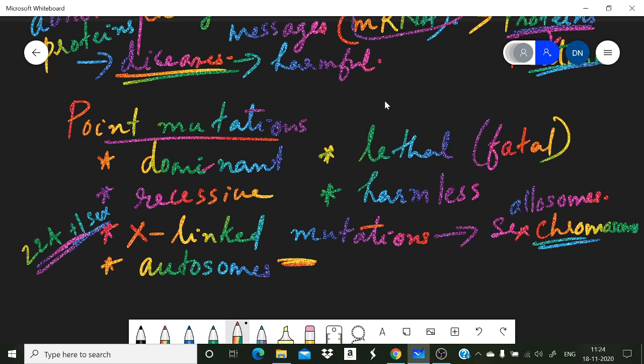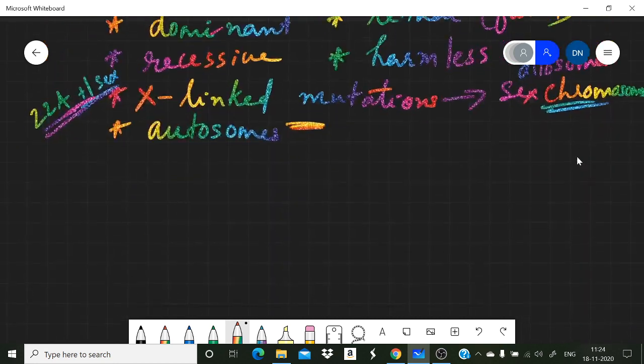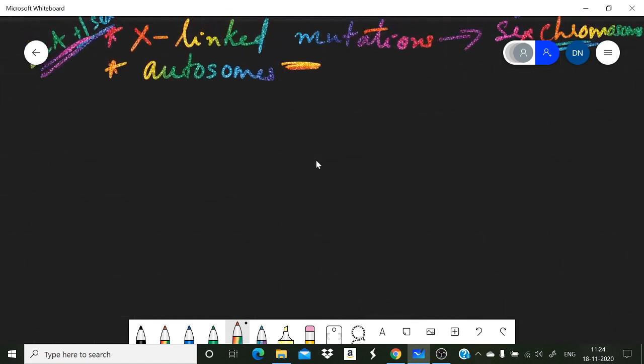The very common example of point mutation that you have to study in this chapter is sickle cell anemia, which we will study. Sickle cell anemia is a disorder that affects RBCs. It is an example of gene mutation, a very common example of point mutation, a disorder that affects the RBCs of human beings.